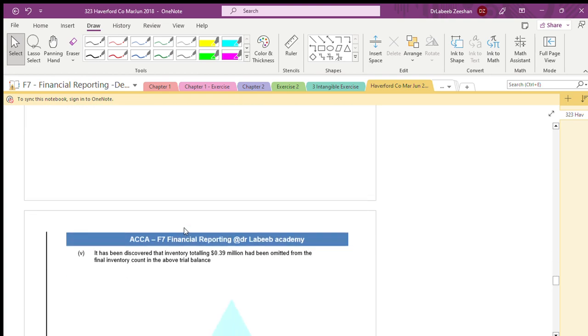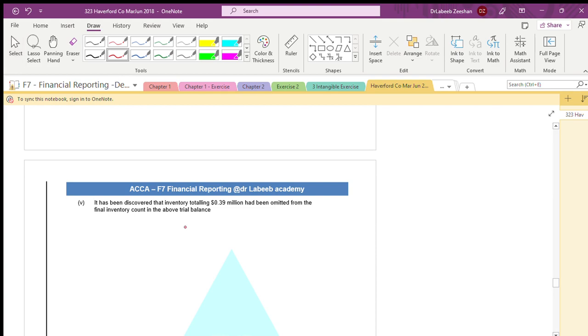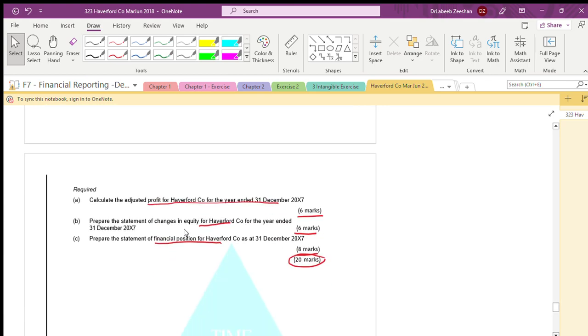Okay, this is the last one. It has been discovered that inventory totaling 13 million has been omitted. We have to add back this amount to the inventory, and to the final inventory count in the above trial balance.